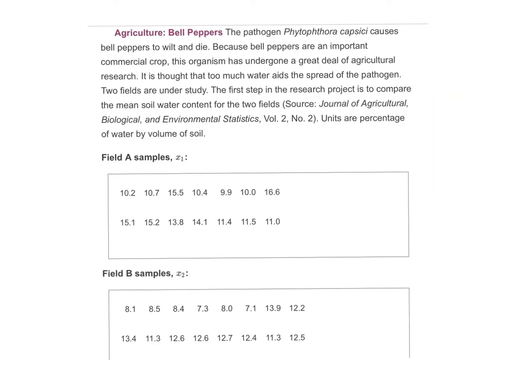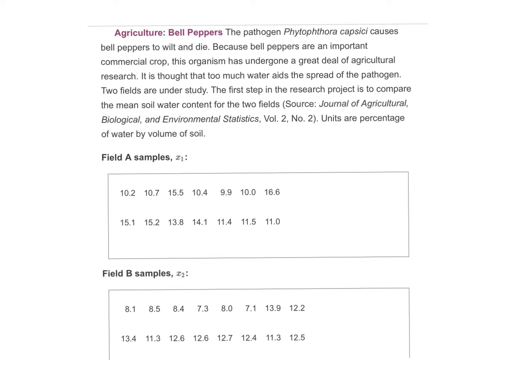So here's our first example. The pathogen Phytophthora capsici causes bell peppers to wilt and die. Because bell peppers are an important commercial crop, this organism has undergone a great deal of agricultural research. It is thought that too much water aids the spread of the pathogen. Two fields are under study. The first step in the research project is to compare the mean soil water content for the two fields. Units are percentage of water by volume of soil.